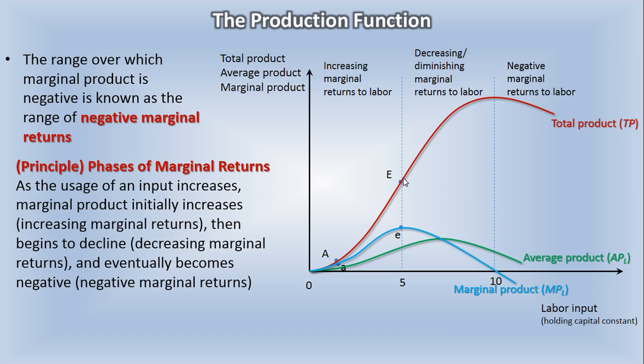All right, so that just establishes the phases of the marginal return. So as the usage of an input increases, marginal product initially increases over the range where you have increasing marginal returns, then begins to decline where you have decreasing marginal returns, and eventually becomes negative when you have negative marginal returns.